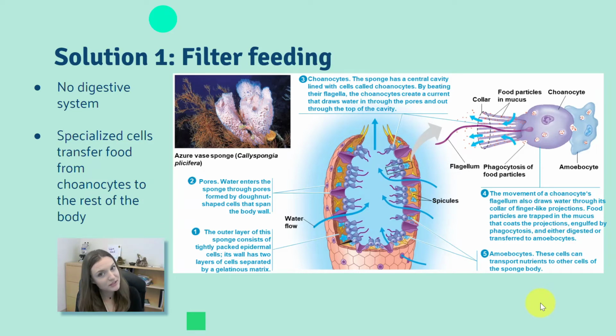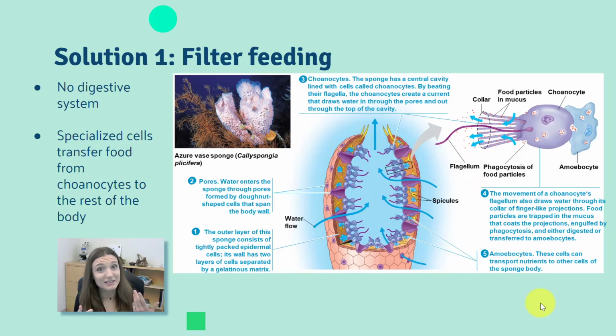So no true digestive system, not a very efficient process, but they don't have as much energy requirements as other animals. They're not moving, right? They're not predators. They're not having to go out and find their food and move to get to their food. So filter feeding, it's not so bad if you're stuck in one spot, right? Or if you're going to have more of a sessile lifestyle.